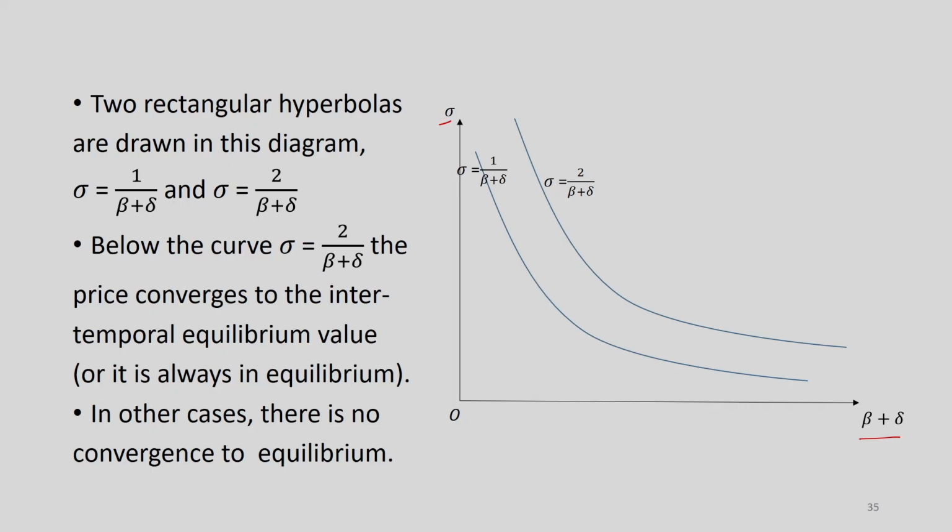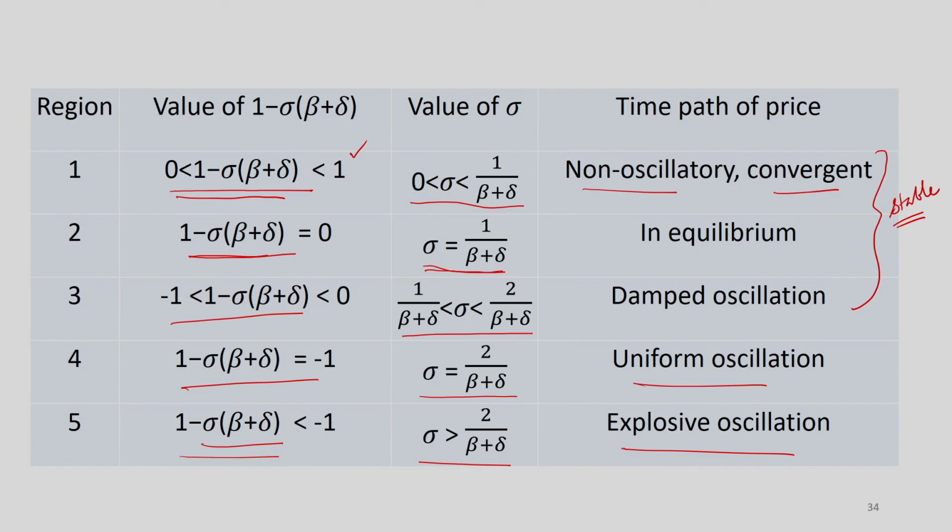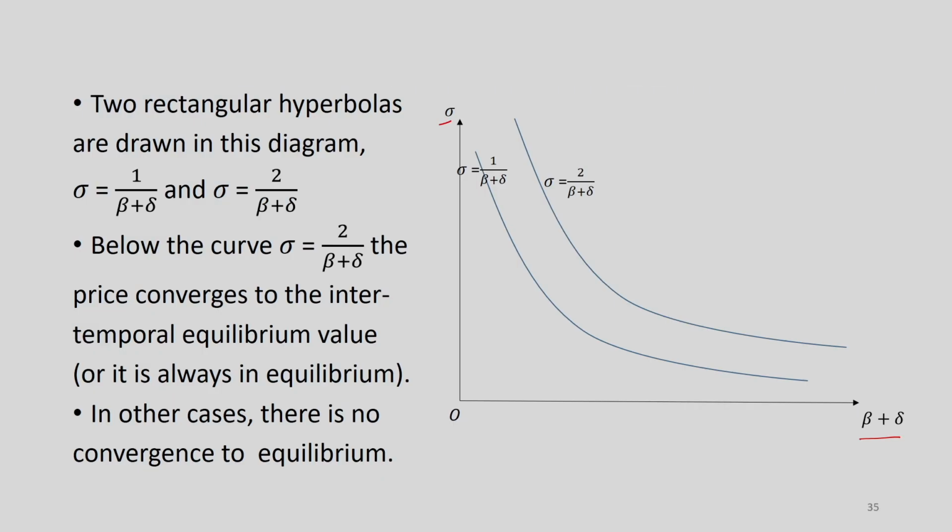Now, why have I done so? Because if you look at the table, you will see that we are getting these two equations. One is sigma is equal to 1 divided by beta plus delta, this is the case, and here is the other case where sigma is equal to 2 divided by beta plus delta. Now, if I am representing beta plus delta along the horizontal axis and sigma along the vertical axis, these two relations can be shown as two rectangular hyperbola. So, this is the first one and this is the second one.